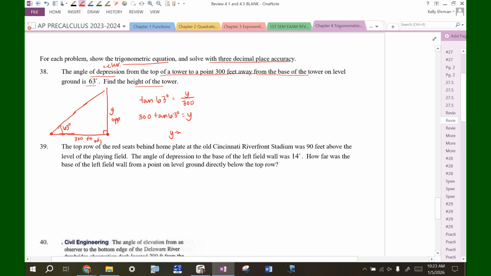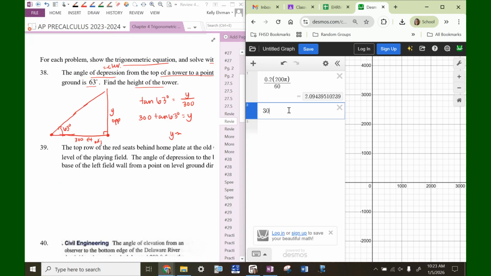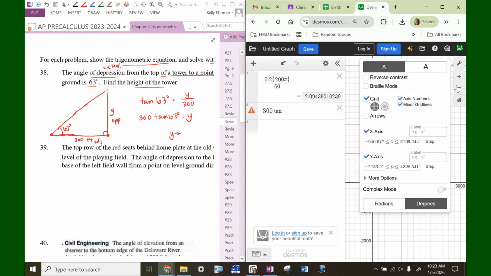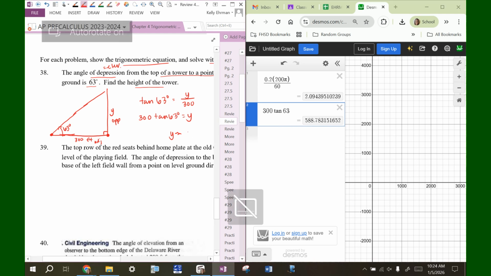So let's approximate that. 300 times the tangent. By the way, I need to be in degrees, which I am. I'll remind you of this on quiz or test day. You should be in degree mode. When you take the AP test, the application you're using will be in radian mode by default, which it should be. You'll only need radians on our AP exam. Okay, so my answer is 588.783, and that is feet.